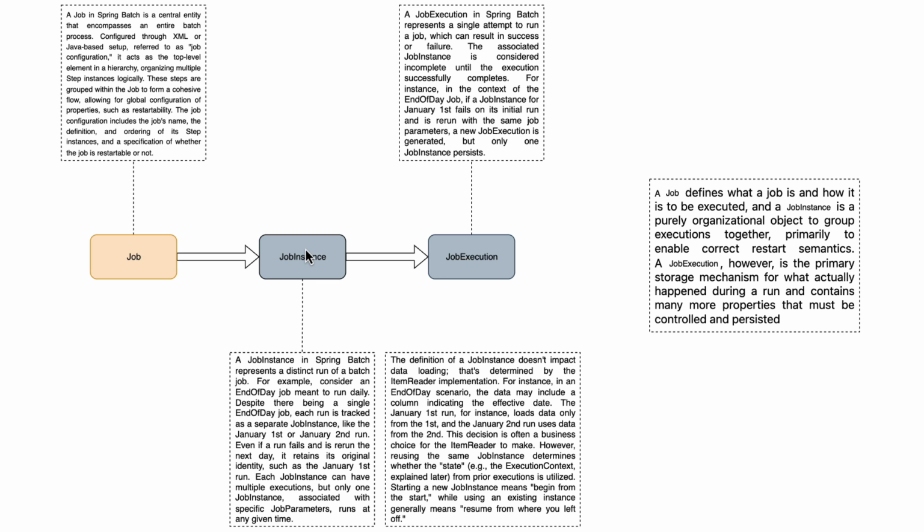So globally, a job defines what a job is and how it is to be executed, and a job instance is a purely organizational object to group executions together, primarily to enable correct restart semantics. A job execution, however, is the primary storage mechanism of what actually happened during a run and contains many more properties that must be controlled and persisted.